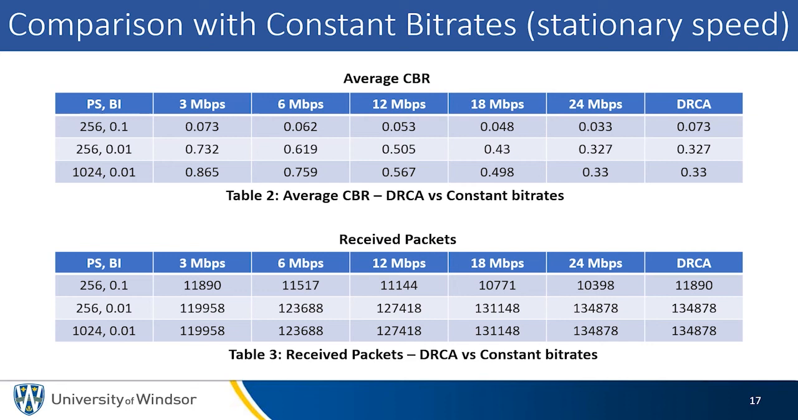resulted in the best case average CBR, even though it did not achieve the lowest average CBR, which 24 Mbps did. In terms of received packets, the count increased as the data rates increased, and the proposed DSCA approach was considered to get the best case count, resulting in the optimal usage of resources.